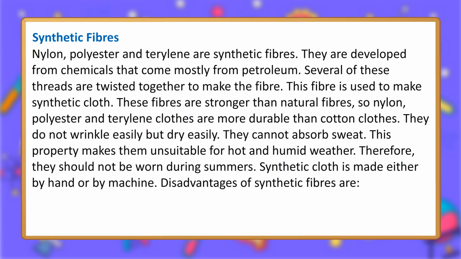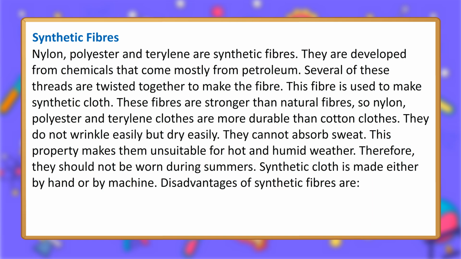Synthetic fibers. Nylon, polyester and terylene are synthetic fibers. They are developed from chemicals that come mostly from petroleum. Several of these threads are twisted together to make the fiber. This fiber is used to make synthetic cloth. These fibers are stronger than natural fibers, so nylon, polyester and terylene clothes are more durable than cotton clothes. They do not wrinkle easily but dry easily. They cannot absorb sweat. This property makes them unsuitable for hot and humid weather. Therefore, they should not be worn during summers.